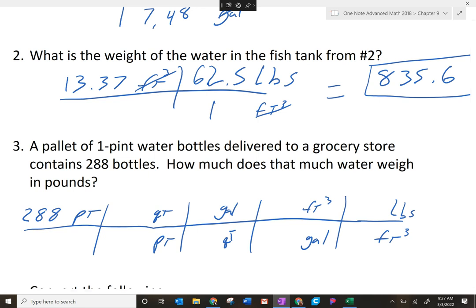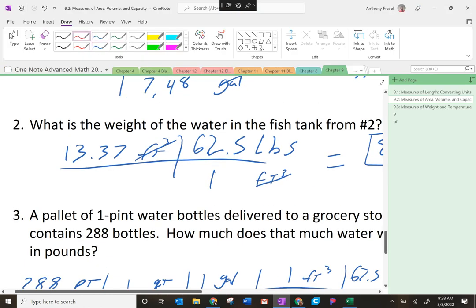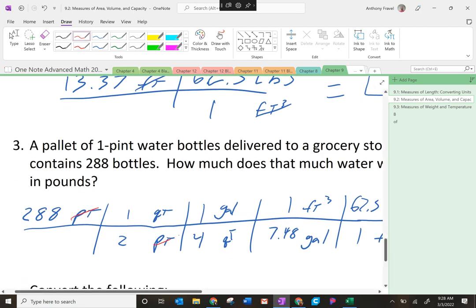For this one, there are 2 pints in 1 quart. There are 4 quarts in 1 gallon. There are 7.48 gallons in 1 cubic foot. And there are 62.5 pounds in 1 cubic foot. Okay, lots of stuff was going on there. I'm just going to cross off my labels. This one canceled, this one canceled, this one canceled, this one canceled. I'm left with that same number there.